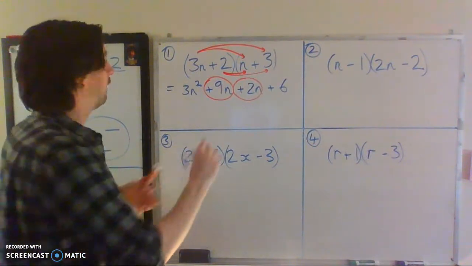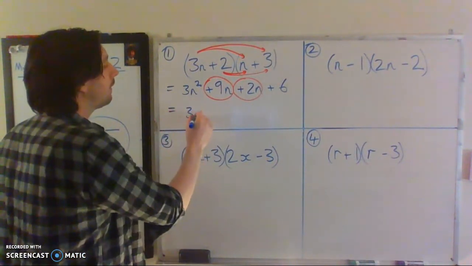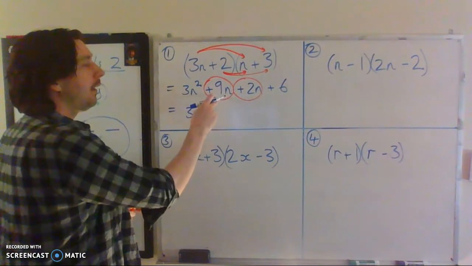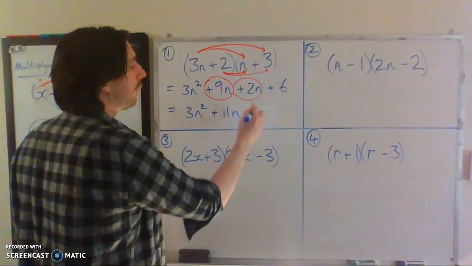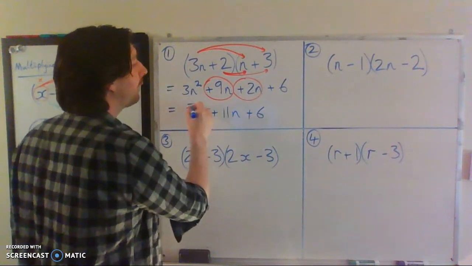Collect. That stays the same. 9n plus 2n is 11n. And then I've got my plus 6. And that's the answer for number 1.